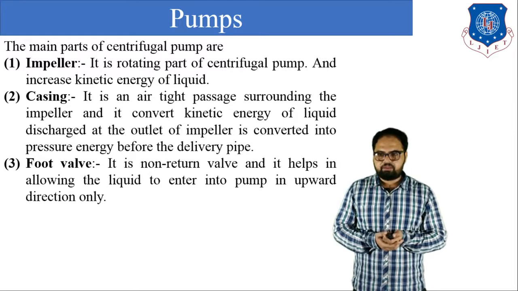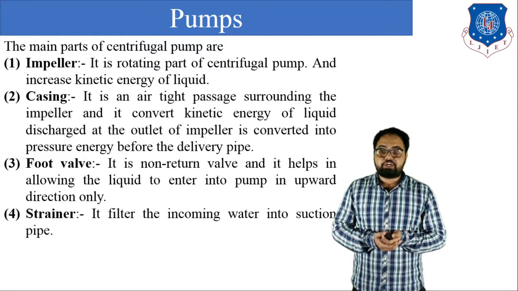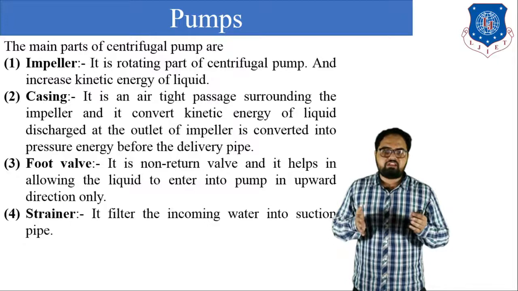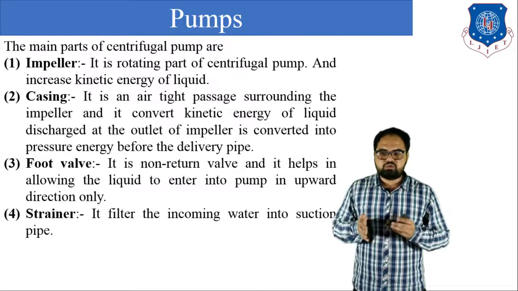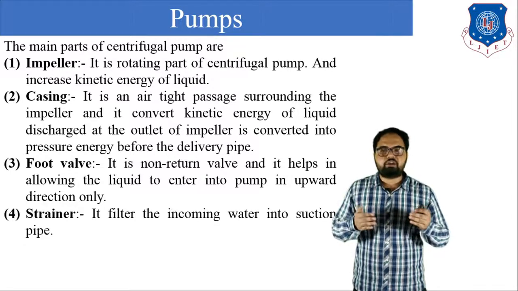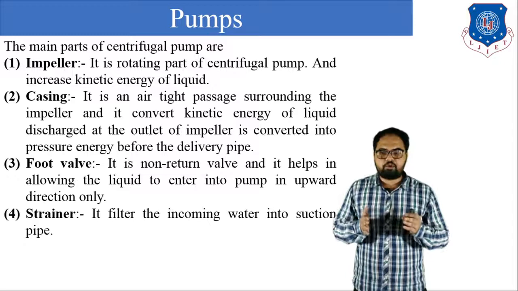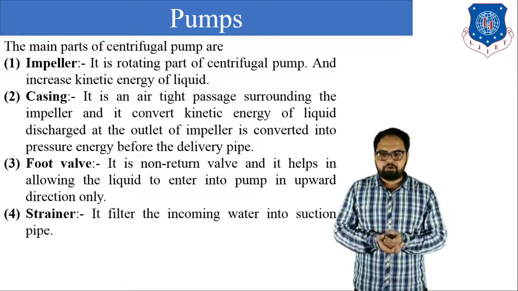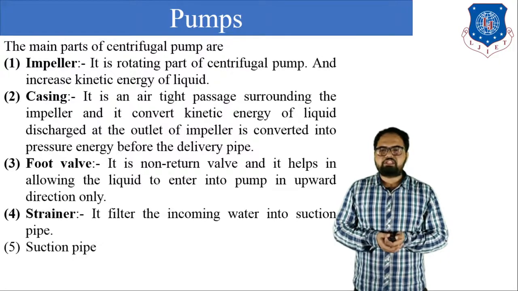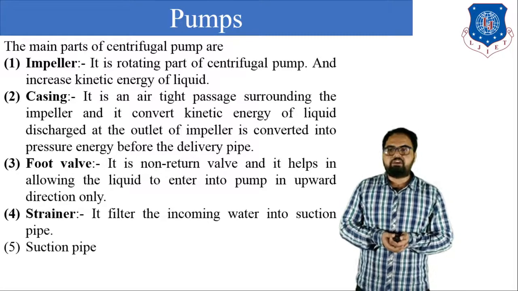The fourth one is the strainer. The strainer is one type of filter which is used to filter the incoming water into the suction pipe and remove all the impurities from the water so that there is no problem of choking of the pump during operation. The fifth one is the suction pipe and the sixth one is the delivery pipe.